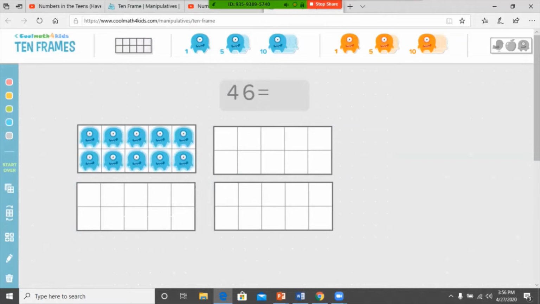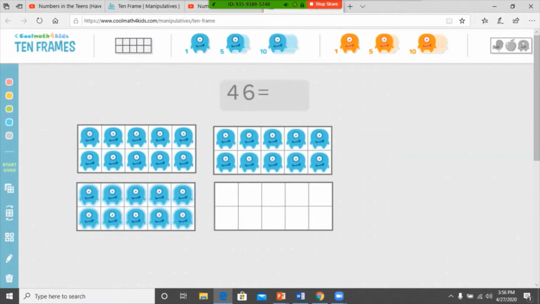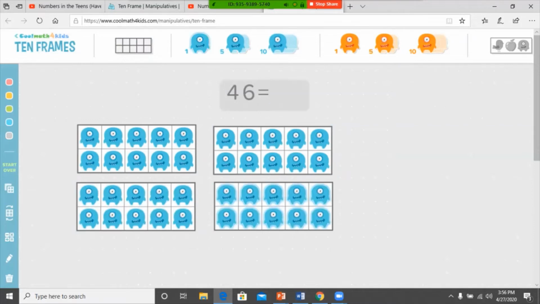Count with me. 10, 20, 30, 40, 41, 42, 43, 44, 45, and just like a 10 frame, I'm going to put my next one on the bottom, 46.